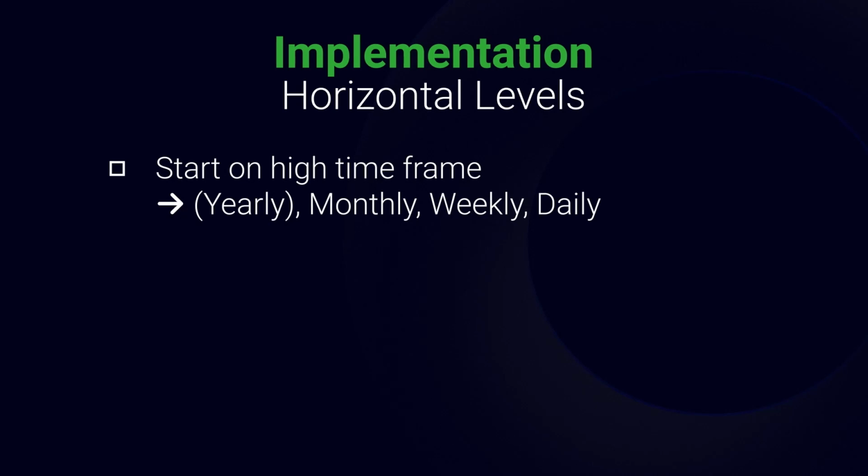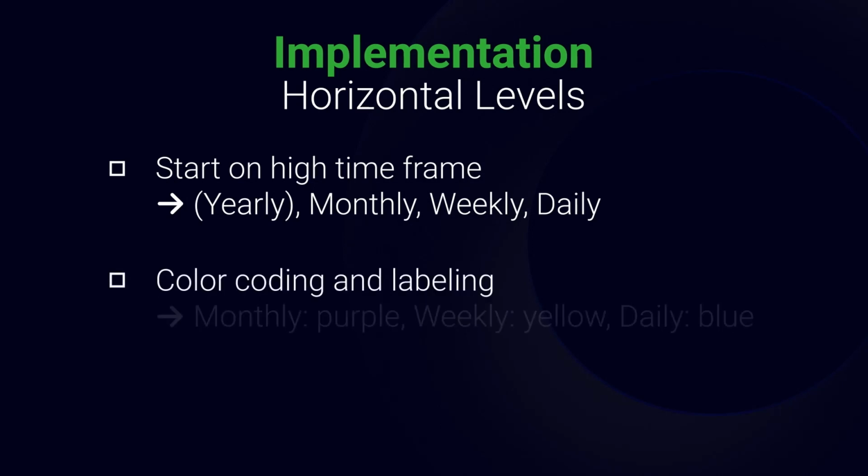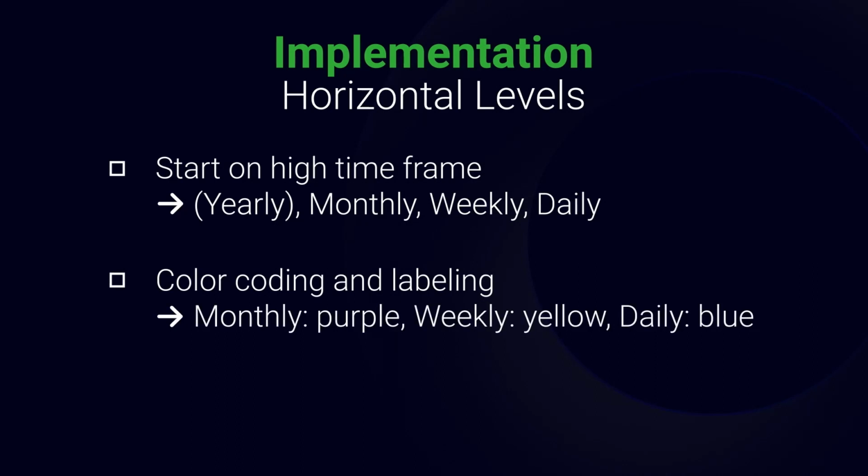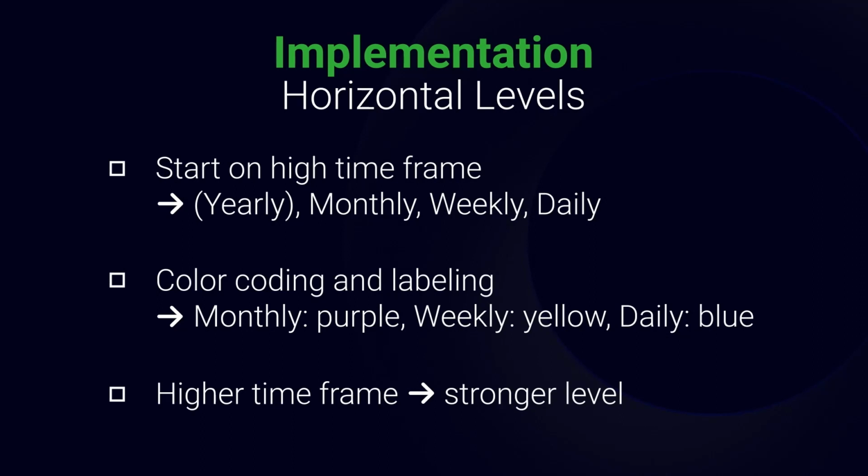Sometimes, for certain assets such as stocks or assets with a very long price history, yearly levels can also be useful. We recommend that you color code and label your levels: monthly purple, weekly yellow, and daily blue, so that you can always quickly identify what your horizontal line means, even if you are in a different time frame. The higher the time frame, the stronger the level.